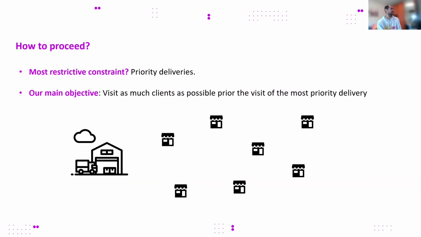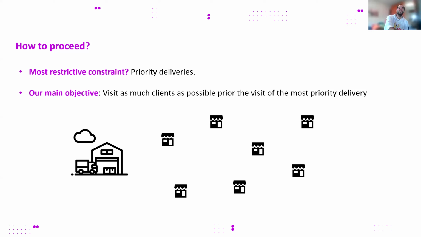So how to proceed? This is a very complex problem. What we want to do is solve it contemplating all the restrictions and using quantum computing. We defined an iterative process in which we solve each one of the restrictions little by little. We started with the most restrictive constraint, which is the priority deliveries. The main objective of this sub-problem is to visit as many clients as possible prior to the visit of the most priority delivery.